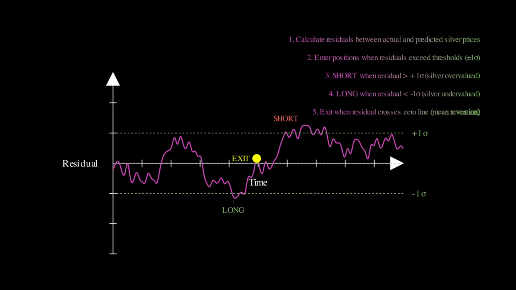Here, going long means that we're betting the ratio will rise, buying silver and selling gold. Going short means that we're betting it will fall, selling silver and buying gold. We're trying to profit from the reversion back to the mean, and that's why we call it a mean reversion strategy.